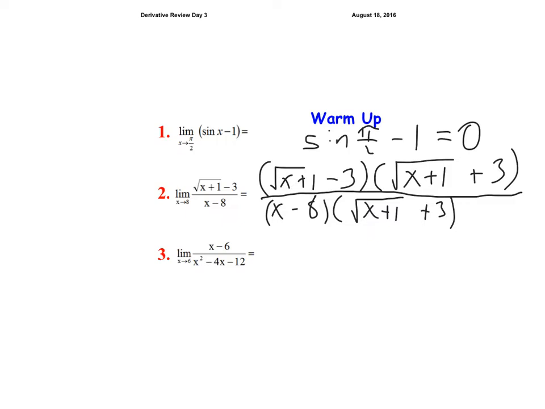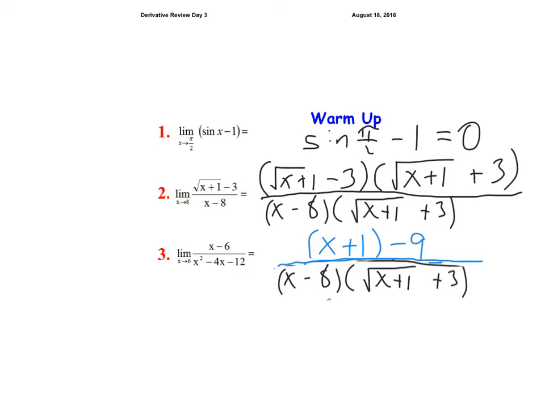For number 2, there's a problem. You can't just plug in 8 because then your denominator would be 0. That's a little bit of an issue. So what I will do is multiply the top and bottom by square root of x plus 1 plus 3, because I'm hoping that the top will end up being x minus 8, which will cancel out the bottom x minus 8. That way I can actually plug in 8. So let's see what happens.